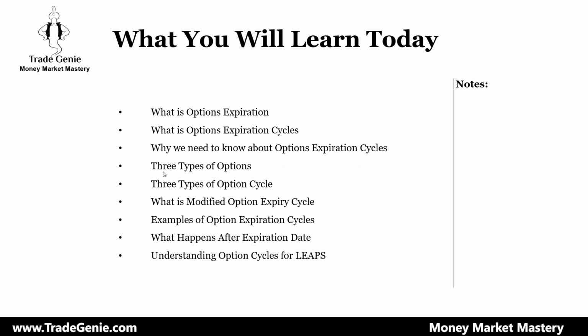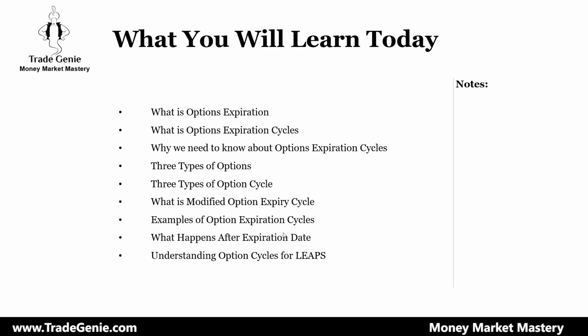We need to know 3 types of options. We need to know 3 types of option cycles. And then on top of those 3 option cycles, there is something called the modified option expiry cycle. We need to know what the modified option expiry cycle is. When we know this, then we know what is coming.